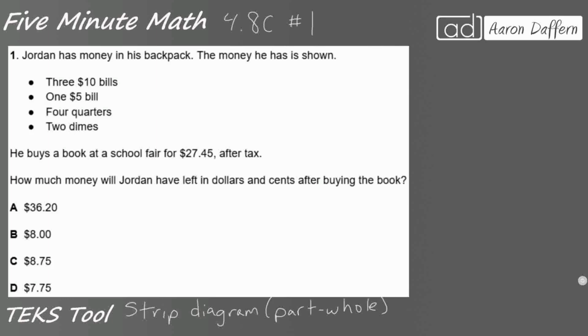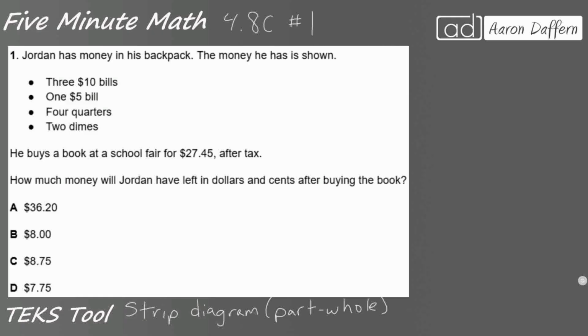Today we are looking at the TEKS tool strip diagram, focusing on part-whole relationships. We are solving a problem related to TEKS 4.8c, and we will solve it in 5 minutes or less. If you haven't done so already, please take a moment to pause the video, work this problem out on your own, unpause it, and we will look at our answers together.